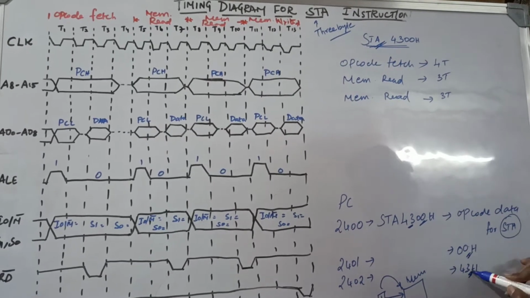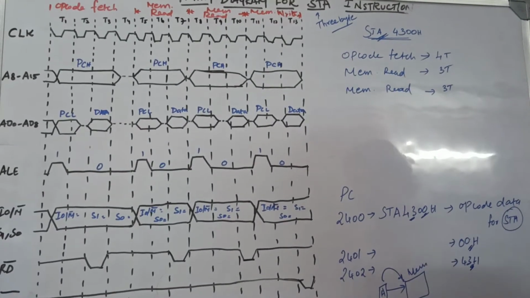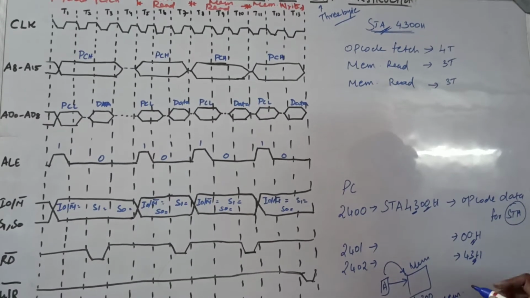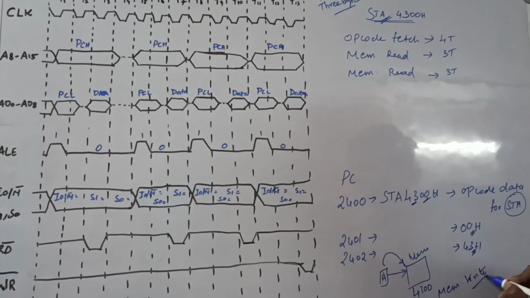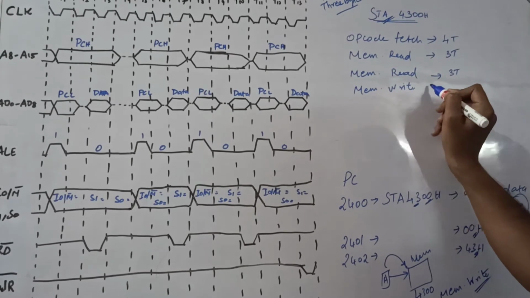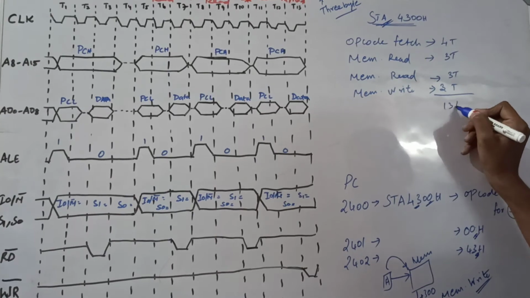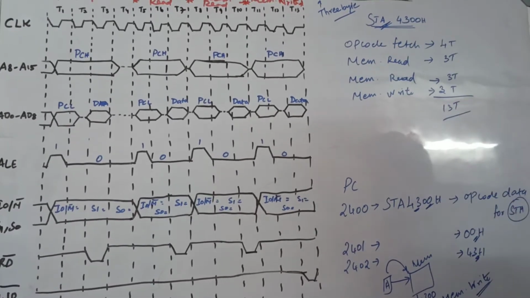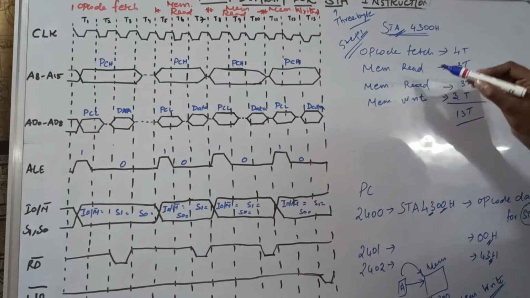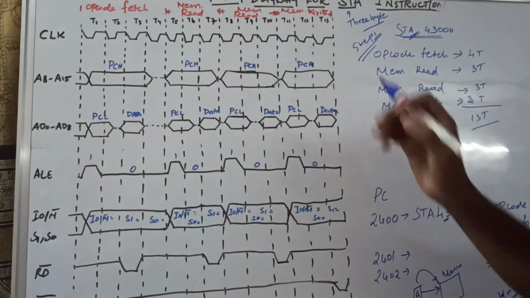After getting the higher order address and lower order address, you can move the data from the A register to the specified memory location. Register to memory transfer means you use the memory write function, 3T. So totally 13 T-states are required to execute the instruction. So that is step 1: first you find the machine cycles, opcode fetch, memory read and memory write. Then you go for the timing diagram.